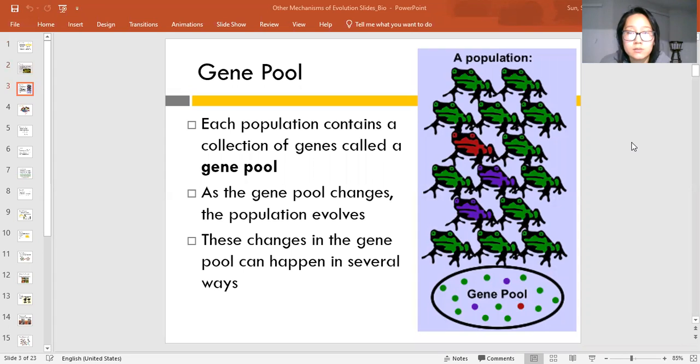A gene pool. Now, inside of each population, there is a gene pool. The idea is kind of weird, especially because we were just talking about frogs and a body of water like a pond. This is separate. A gene pool is separate. It's just its own term.